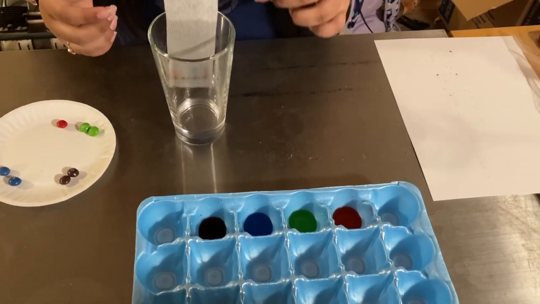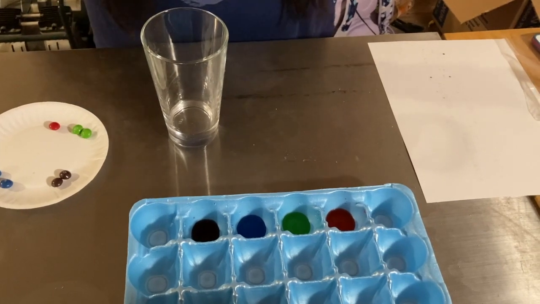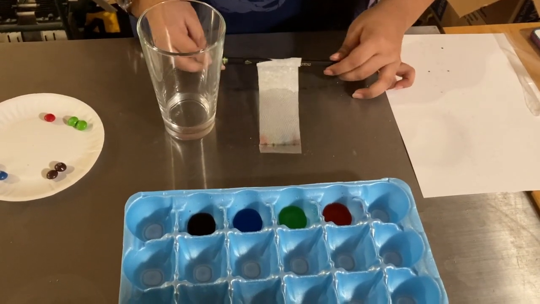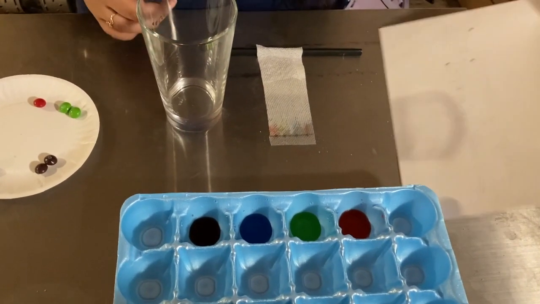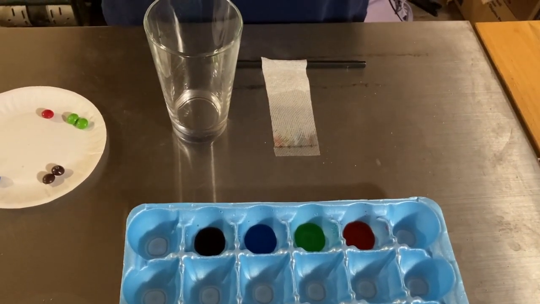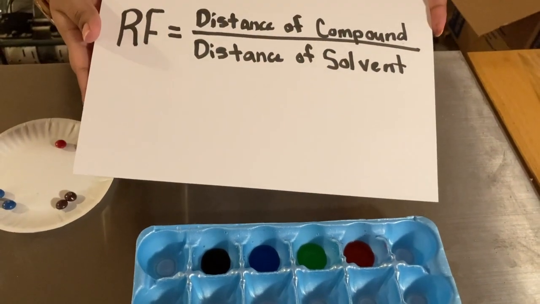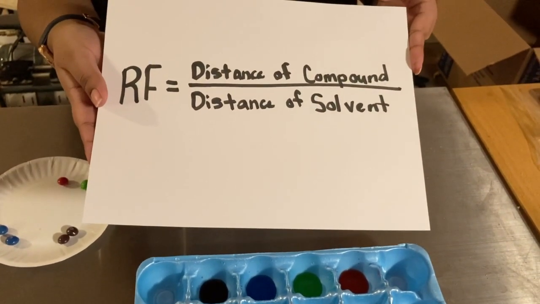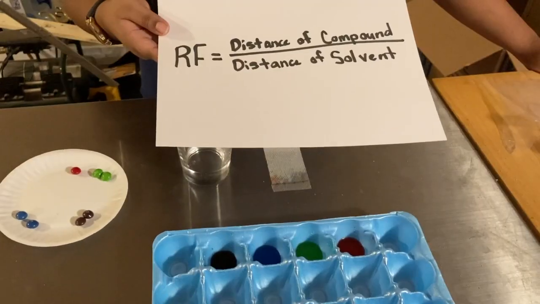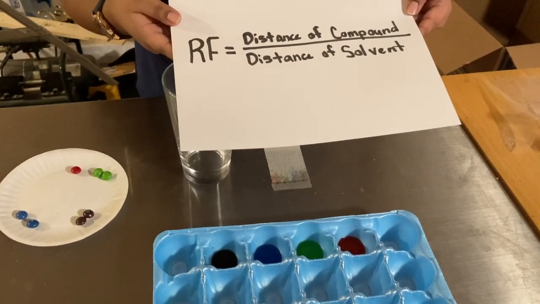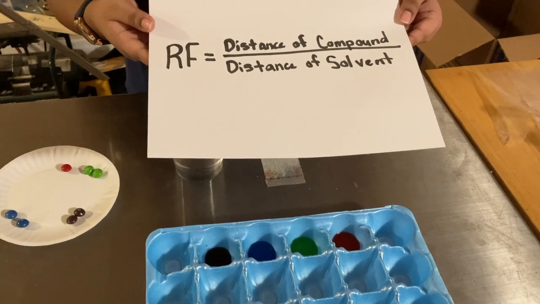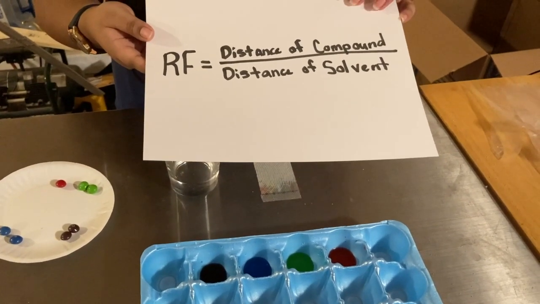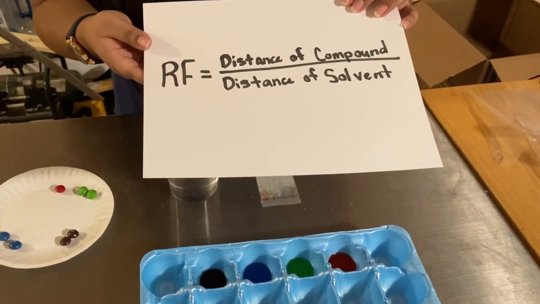Now that it is finished rising, we can measure the rise of the solvent and the rise of the dye in millimeters. These measurements will go into the formula RF equals distance of compound over distance of solvent. The RF values can determine the polarity of each color. The higher the RF value, the lower the polarity will be.